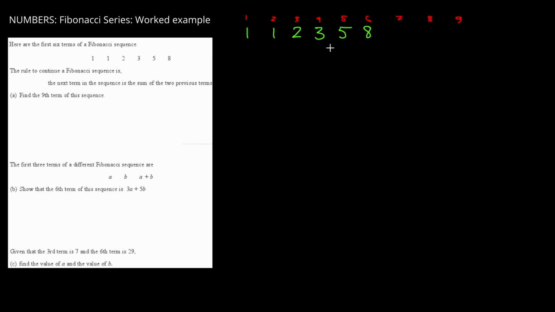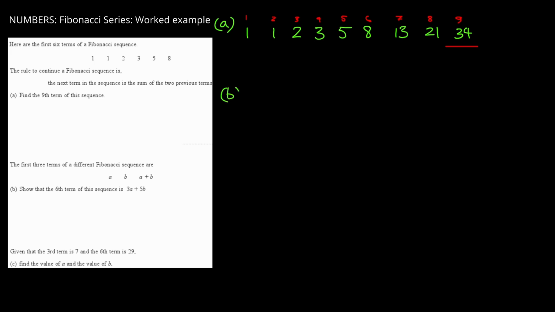The seventh term will be generated by adding 5 and 8, so we get 13. 8 and 13, 21. 13 and 21, 34. And if I've done the arithmetic right, 34 is the answer to the ninth term. And that was part A.